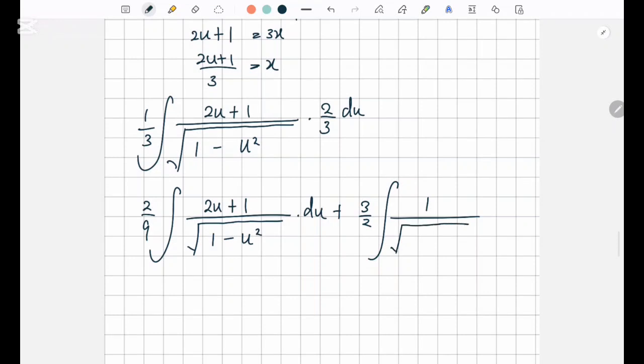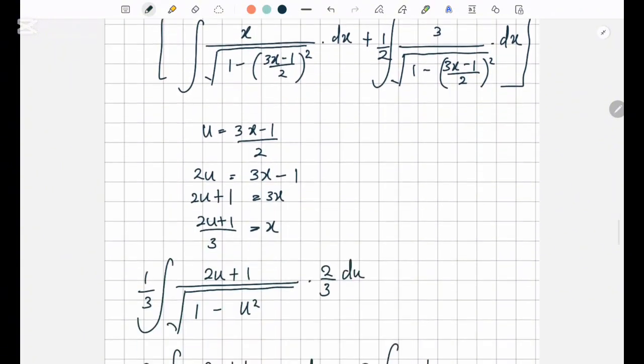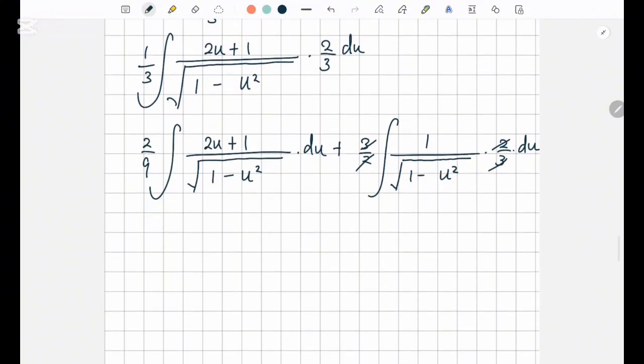root 1 minus u squared dot, instead of dx, I'm going to write 2 over 3 dot du. You can see these two cancel off. You can see the 3 cancels off and the 2 cancels off. So this is what you get.